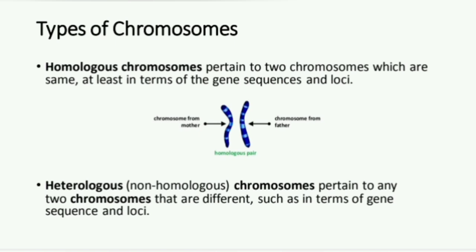Here are two types of chromosome, homologous chromosome and heterologous chromosome. Homologous chromosomes are two chromosomes which are the same, at least in terms of gene sequences and loci. Whereas heterologous, which is non-homologous chromosome, pertains to any two chromosomes that are different, such as in terms of gene sequence and loci. Here homologous means same chromosome and heterologous means two different types of chromosomes.